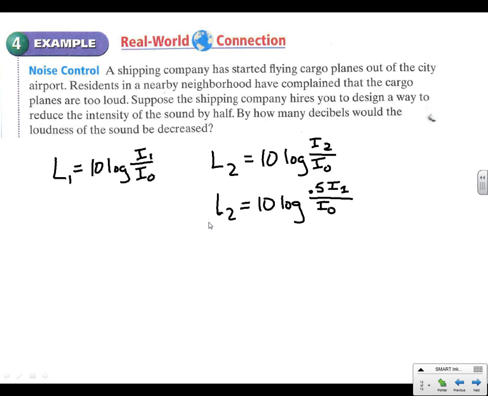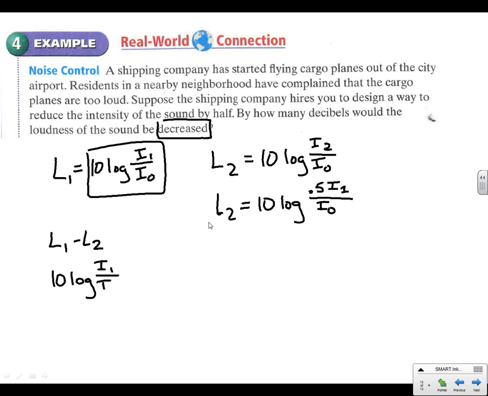Okay, so what we want to do here is have a change in the sound. This decrease word, so we're going to decrease from L1 to L2. Let's set this up. L1 minus L2 is what we try to do. We're going to use our substitution, and instead of L1, let's write 10 log I1 over I0 minus L2. L2 is 10 log 0.5 I1 over I0.